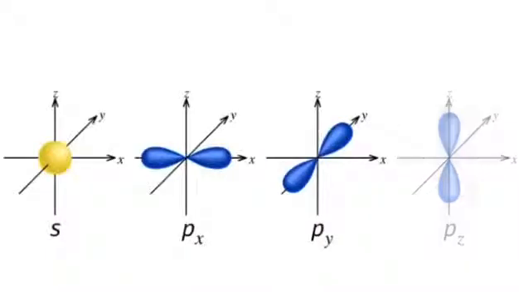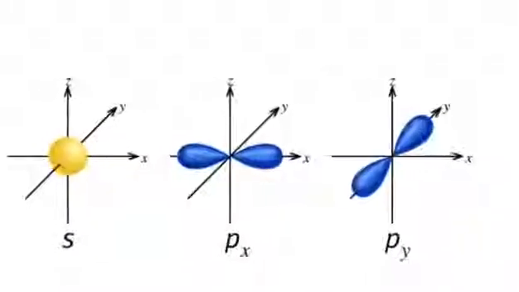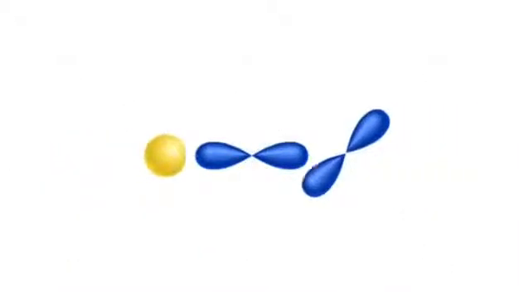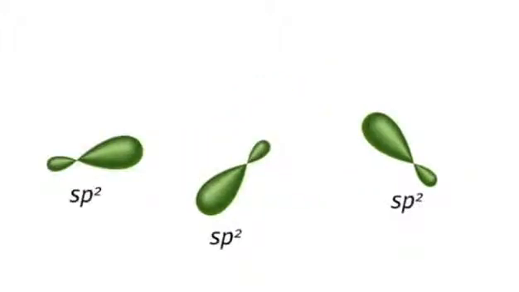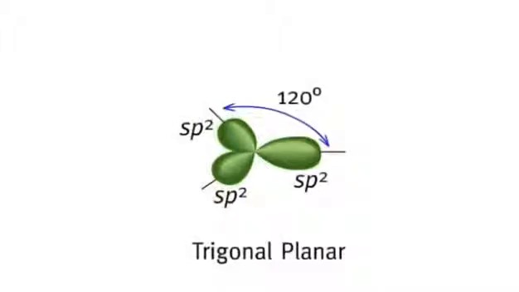Mixing an s orbital with two of the p orbitals generates three equivalent sp2 hybrid orbitals. Note that the number of hybrid orbitals produced is equal to the number of atomic orbitals that are hybridized. The set of three sp2 hybrid orbitals has a trigonal planar arrangement. The angles between the orbitals are 120 degrees.